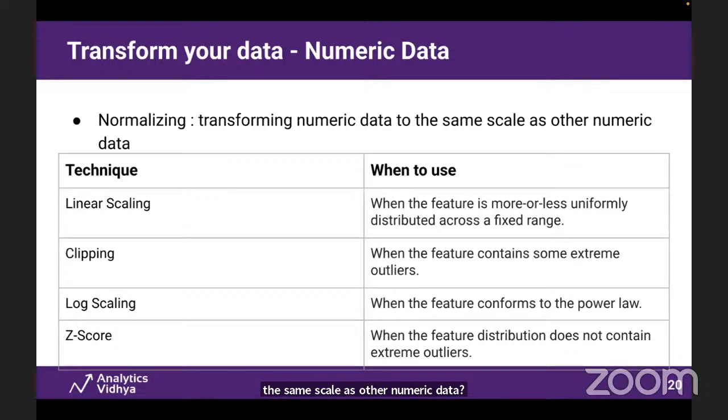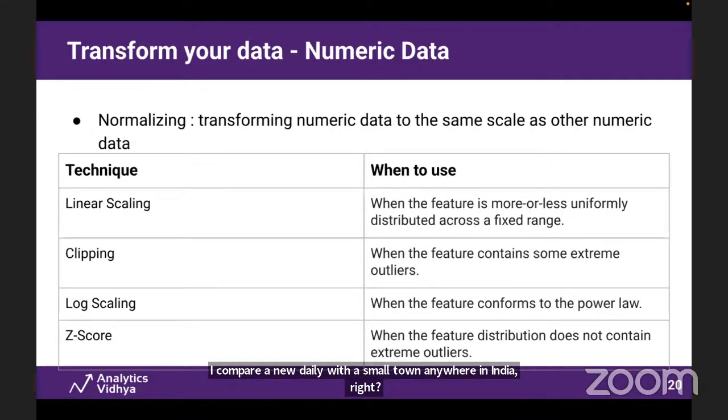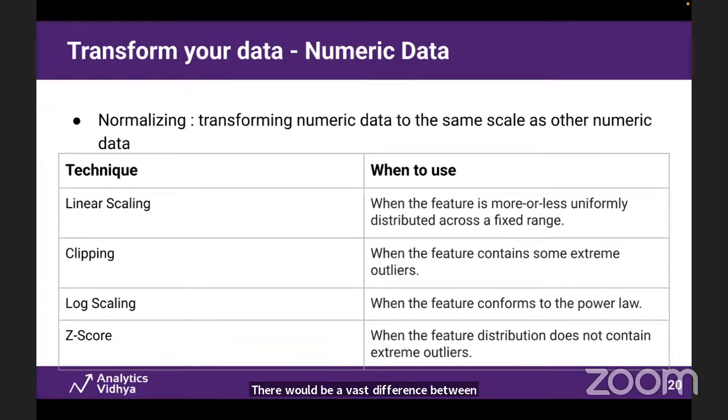For example, city population could vary a lot, right? If I compare, say, New Delhi with a small town anywhere in India, there would be a vast difference between city populations. So we want to normalize that as well. We could do a linear scaling. Linear scaling is a good choice when you know the approximate upper and lower bounds, and the data is uniformly distributed, right? And then you can also apply feature clipping.